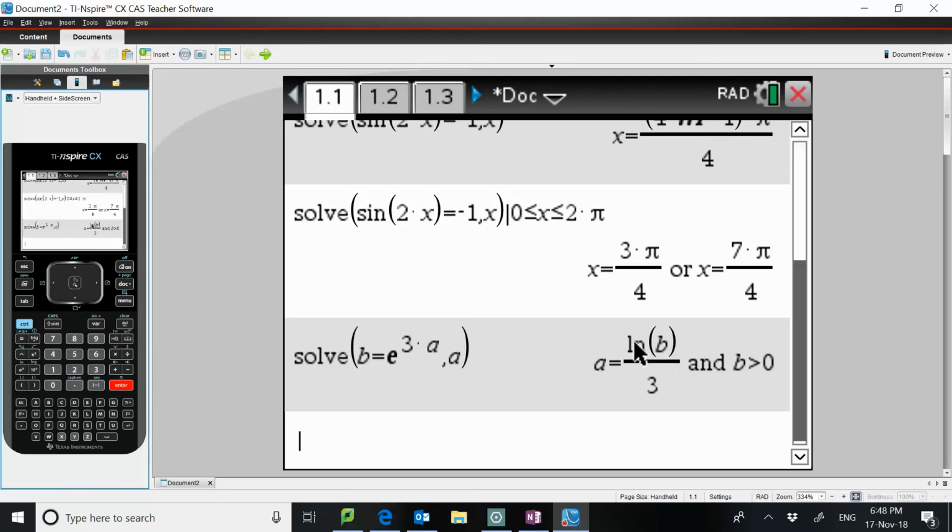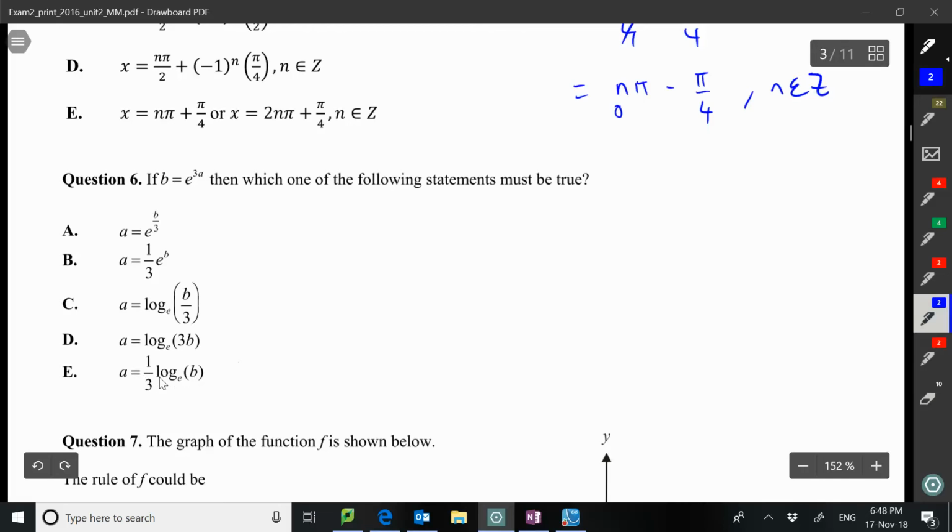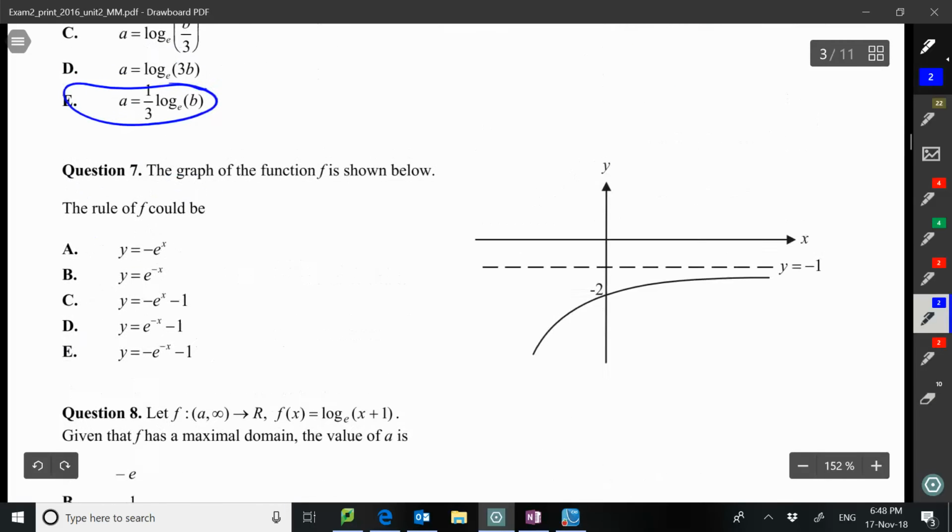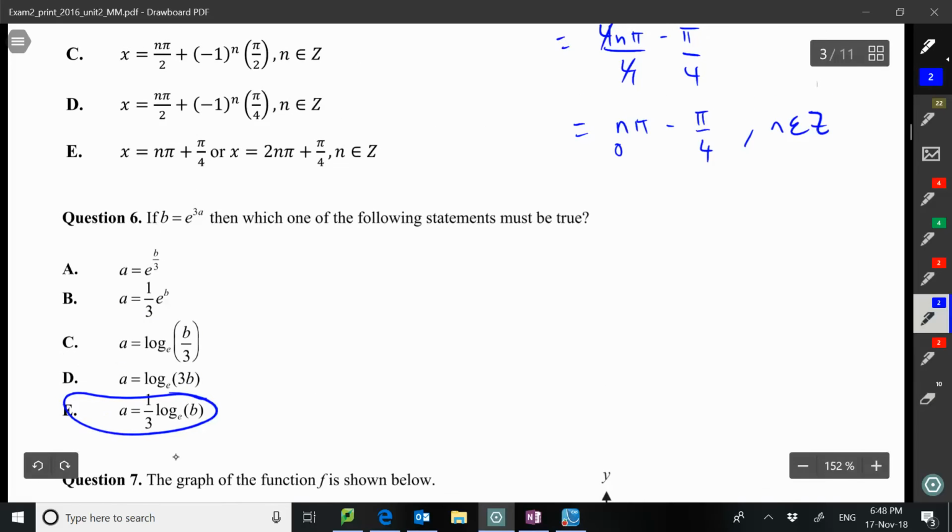It's A equals ln of b, and a third. ln means log base e, so log base e of b and a third. So it has to be e. Just CAS it, trust me, don't worry too much. You just need to notice a few things like that. It was an equation, so you're obviously trying to find A. Solve for A then.